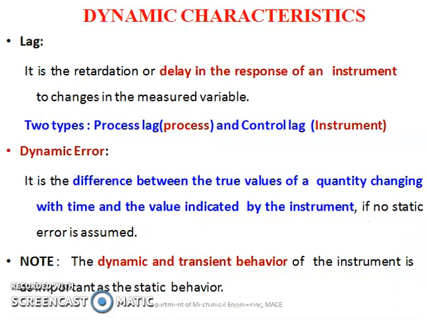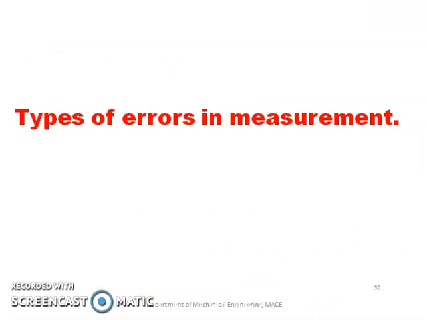Next is lag. It is the delay in response of an instrument to the change in measured variable. There are two types of lag: process lag and control lag. Dynamic error, we can say that it is the difference between the true value and the actual value when the parameters are changing with respect to time, and when we are assuming that there is no static error. Now let us discuss the types of errors in measurement.